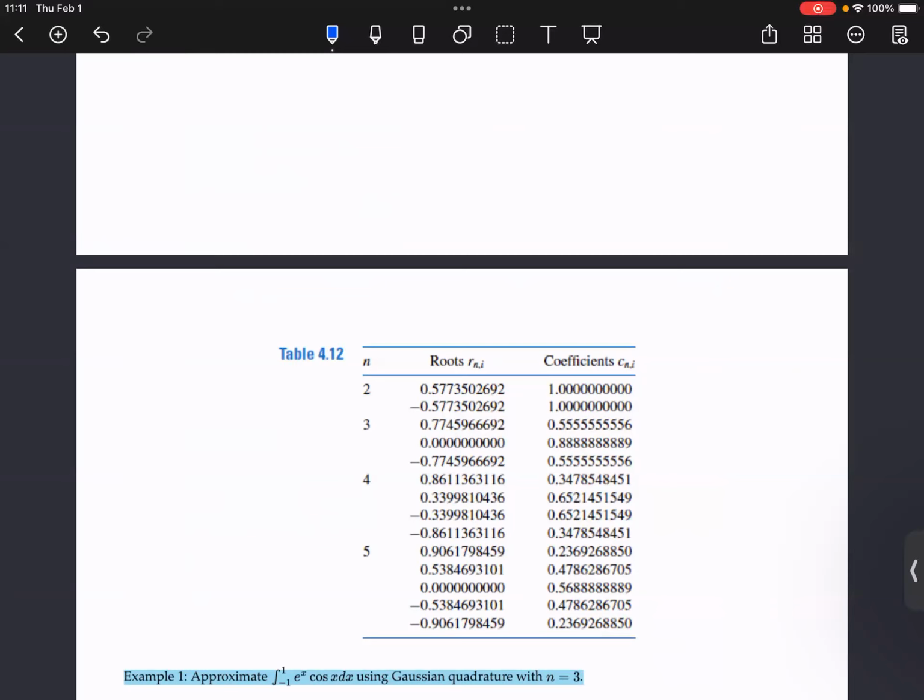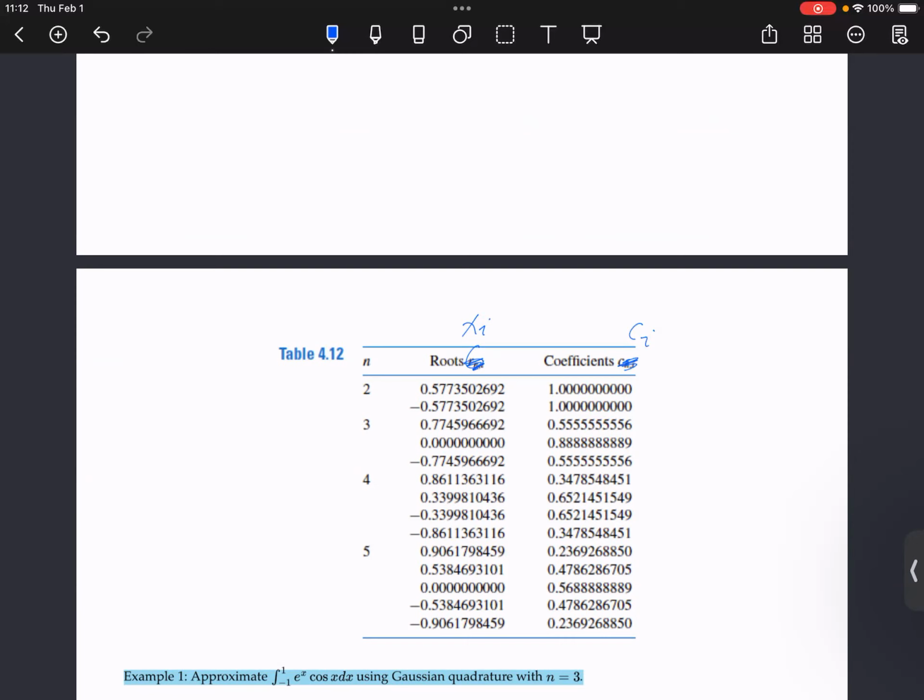Once again, if you take a look at this table, you will see that the roots are symmetric about the origin. If we have three node points, or five node points, you will see that we have a 0 among the node points. This is the node point xi, and this is the corresponding coefficient ci, as in the formula. With three node points, we have these three, and they are symmetric about the origin. For four node points, you will see the symmetry as well.